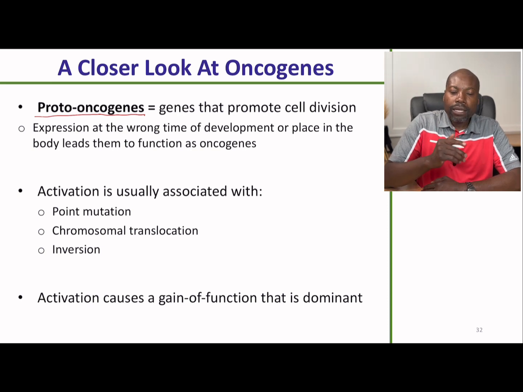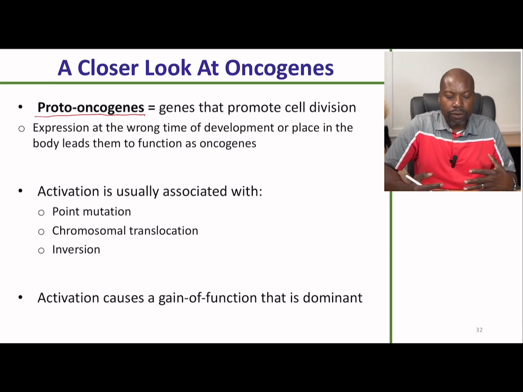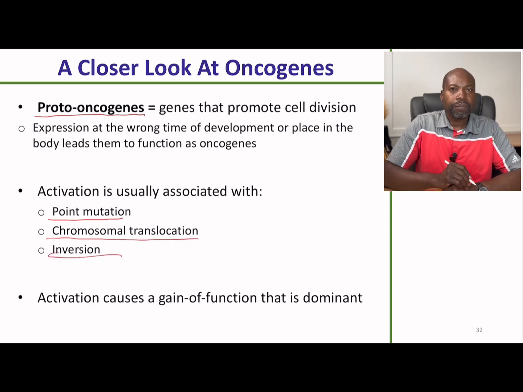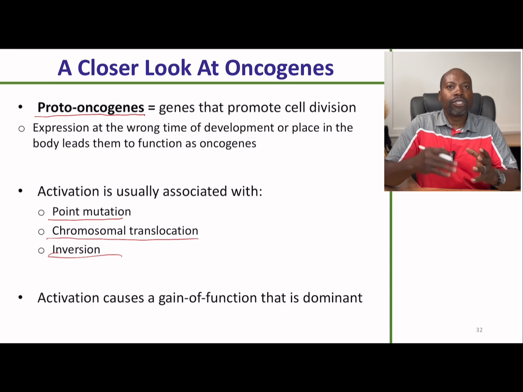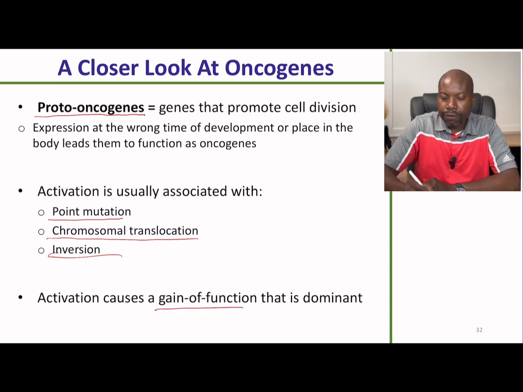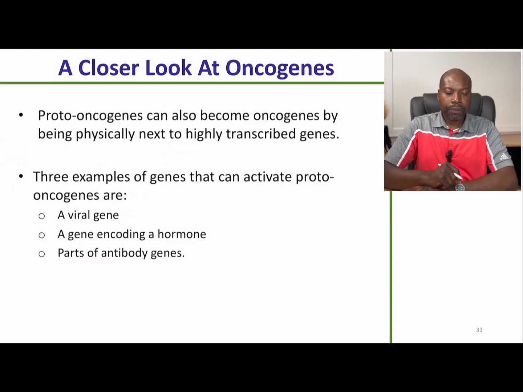So when it comes to proto-oncogenes, for them to be associated with cancer, they have to gain a function, right? And that gain of function can be triggered by a point mutation, chromosomal translocation, or inversion. All these changes can cause an overexpression of a proto-oncogene, and at that point, it's not a proto-oncogene anymore, it's an oncogene, right? So we have a gain of function that is dominant.